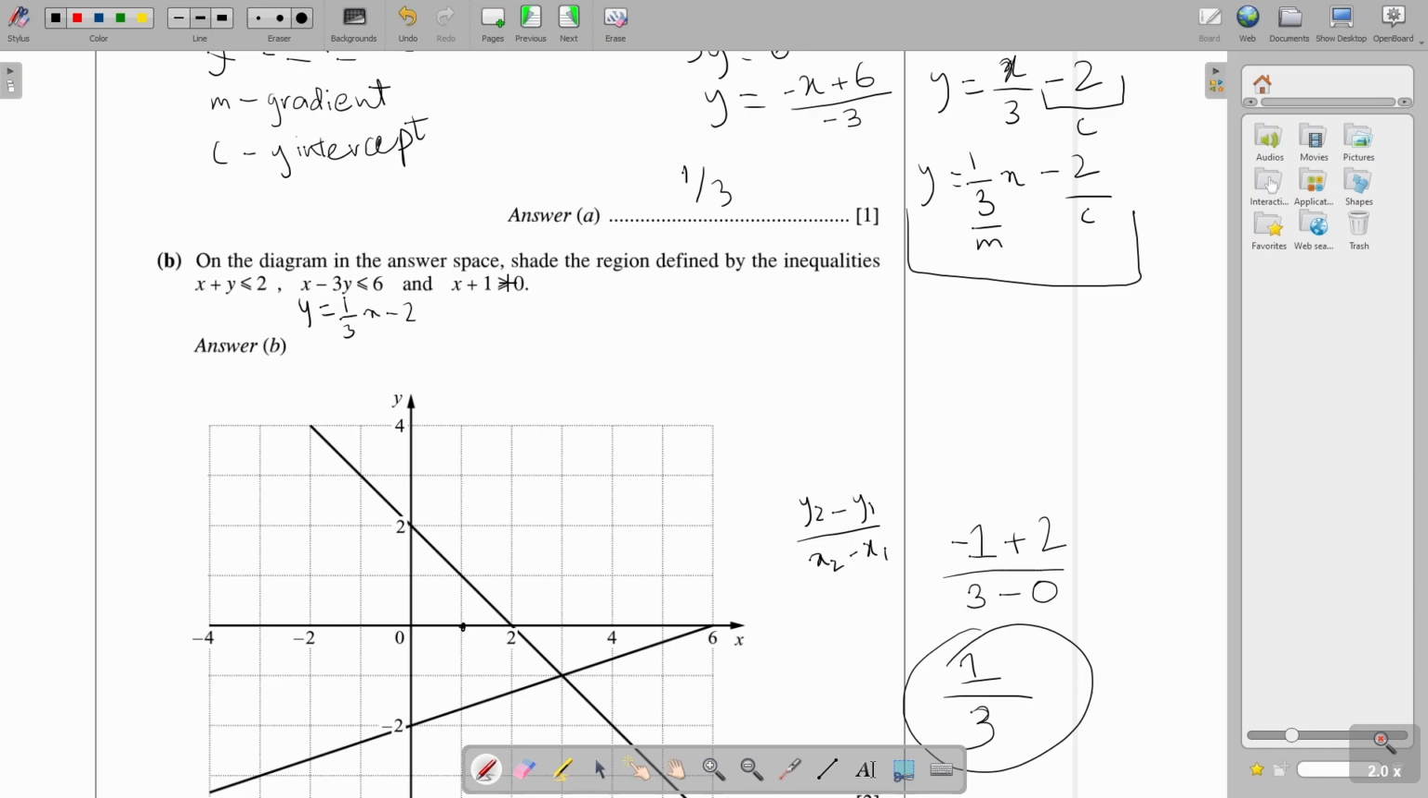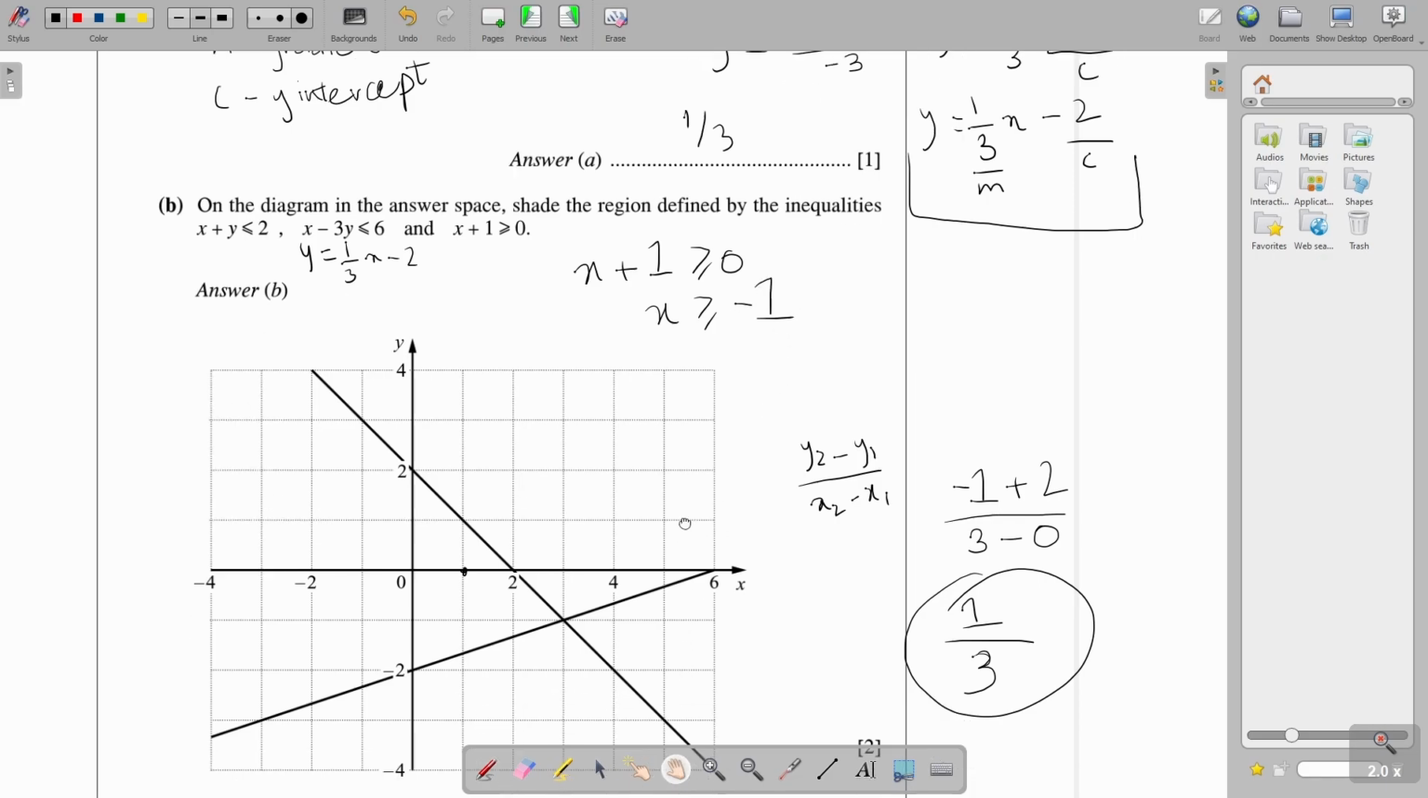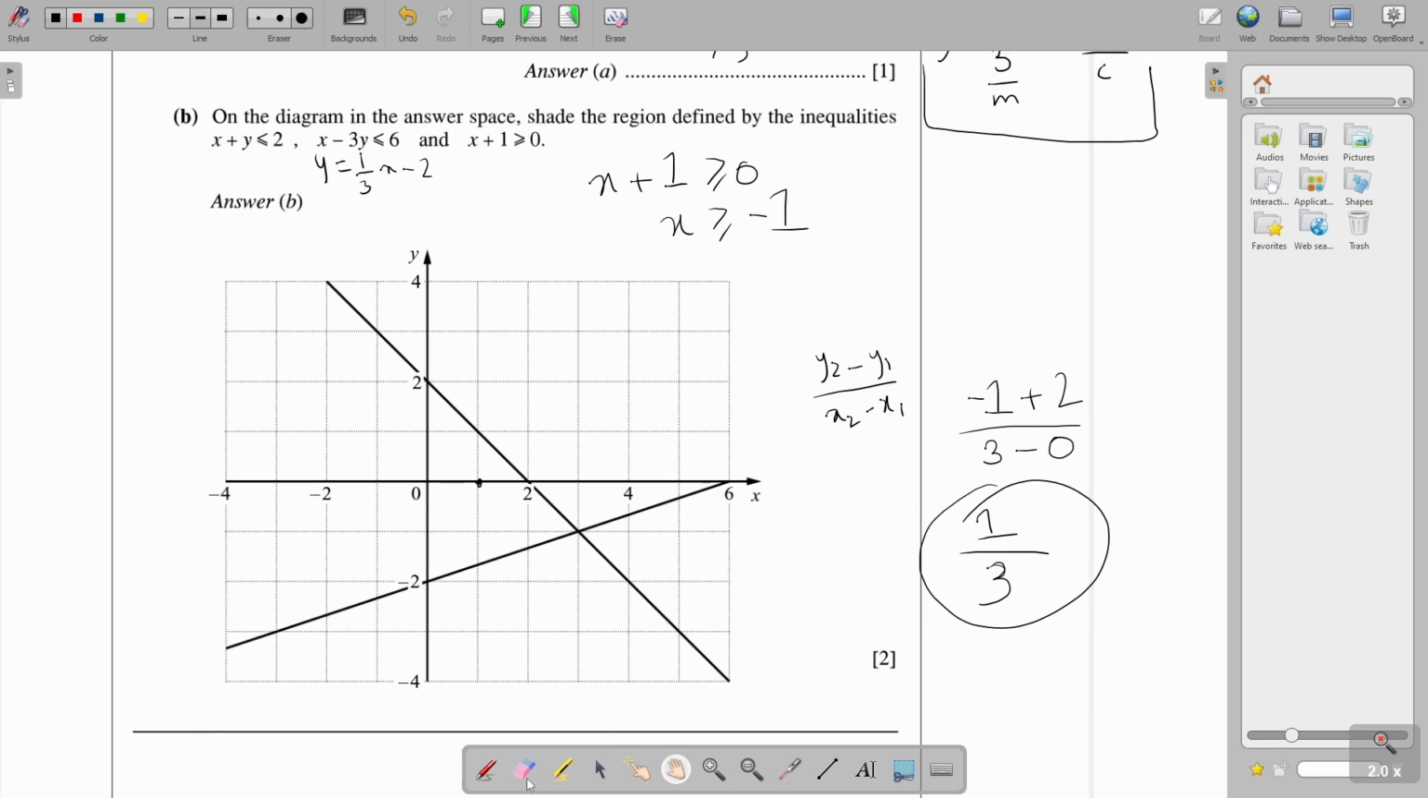Actually, we'll do that again. x plus 1 is greater than or equal to 0, which means x is greater than or equal to, if we minus 1 on both sides, x is greater than or equal to -1. So where is x always -1? This line right here is where x is always -1, right? So our x is actually greater than that, so we'll be shading to the right of this and nothing to the left of it.